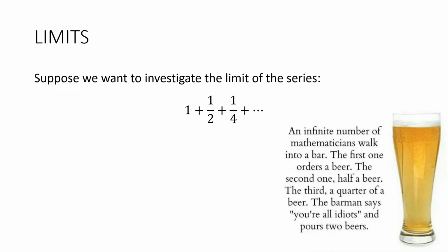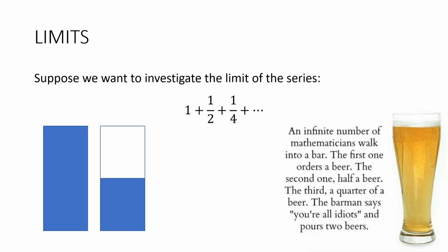Now that might not make much sense to you, but have a look at this. Suppose this is a beer. And this would be half a beer. This is a quarter, an eighth, a 16th, a 32nd. Can you see how it's getting closer and closer to filling up this beer? And the limit is 2 beers. In other words, we can't get any more than that. We'll never actually get to 2 beers, but we'll get ever closer and closer and closer.